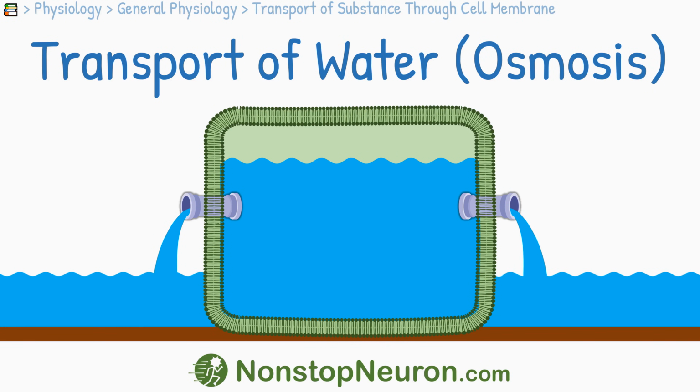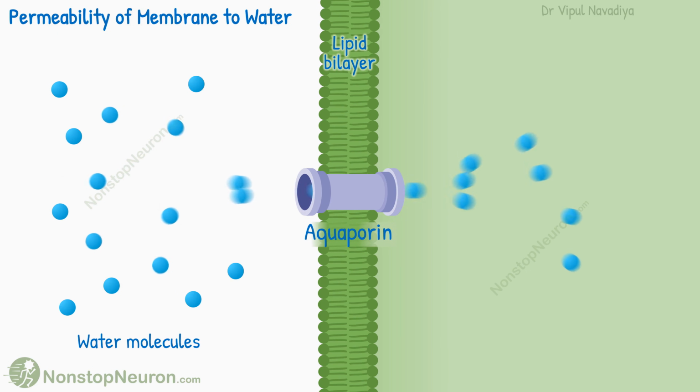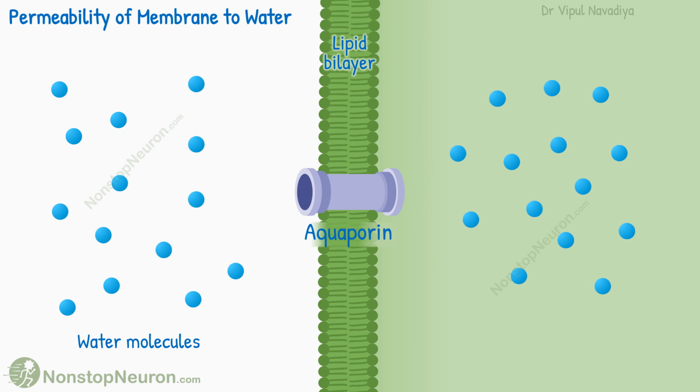In this video, we will talk about water transport across the cell membrane. First, let's talk about the permeability of the membrane to water. The lipid bilayer has very limited permeability to water. To allow the rapid passage of water across the membrane, we have aquaporins. They allow free and continuous pathways for water molecules to move. Basically, they are just like water pipes in our home.